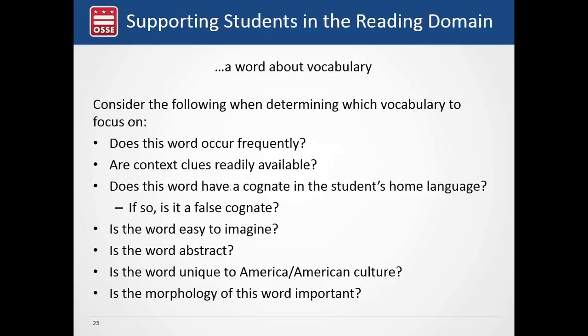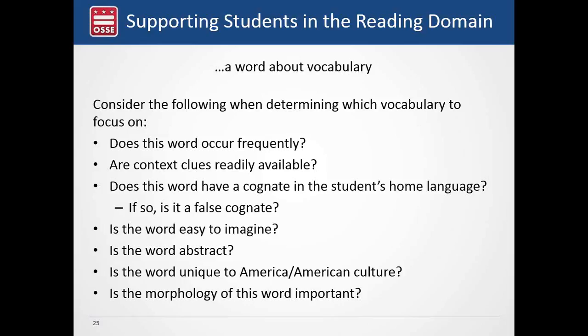So I wanted to speak about vocabulary. Here are some considerations to have in mind when you determine which vocabulary to focus on: the frequency of the word, the availability of context clues, cognates, and then also thinking if the cognate, quote unquote, is a false cognate where it doesn't really mean the same. Can you imagine the word, or is it abstract? Is this a word unique to American culture?